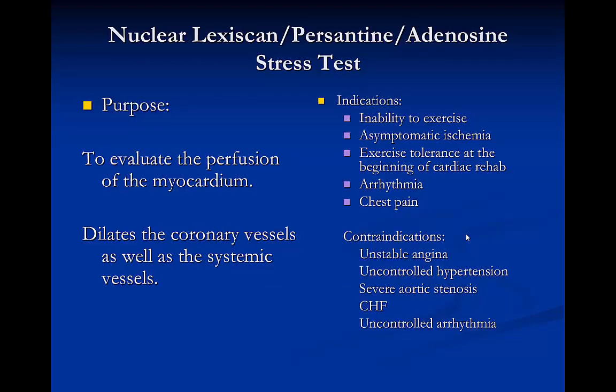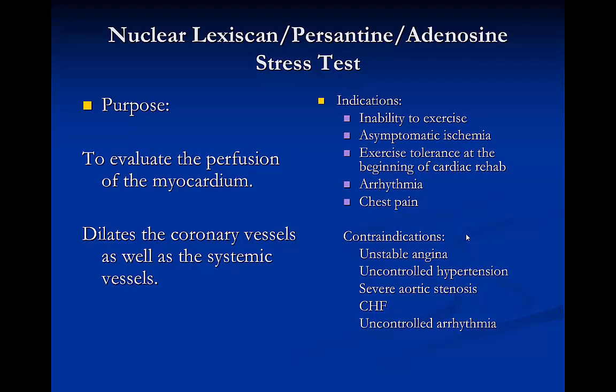So now the next one is nuclear Lexiscan, Persantine, or adenosine. So this is a nuclear pharmacologic stress test. So this is for patients who are unable to exercise. They cannot walk on the treadmill. So again, same reason, to evaluate perfusion of the myocardium. And these medications are going to dilate the coronary vessels as well as the systemic vessels. So indications is inability to exercise, if they have asymptomatic ischemia, exercise tolerance at the beginning of cardiac rehab, if they have any arrhythmias, or if they have any chest pain.